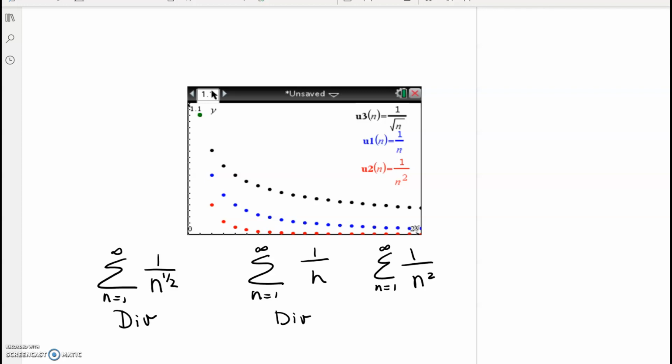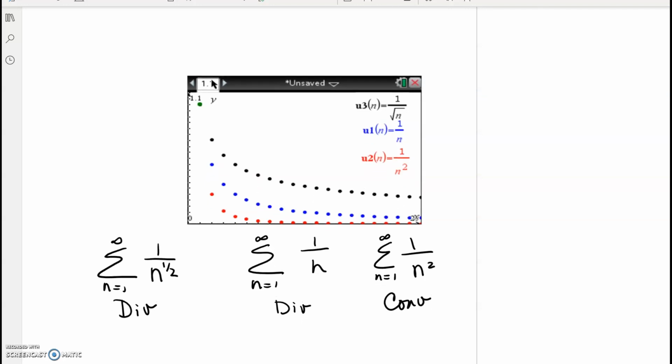And that's another test that we're going to talk about next class. And 1 over n squared was convergent. So if I ask you, what do you think 1 over n cubed would do, I would hope that you would realize that 1 over n cubed is going to be even smaller, even closer to 0, term for term, than 1 over n squared, and it would converge as well.